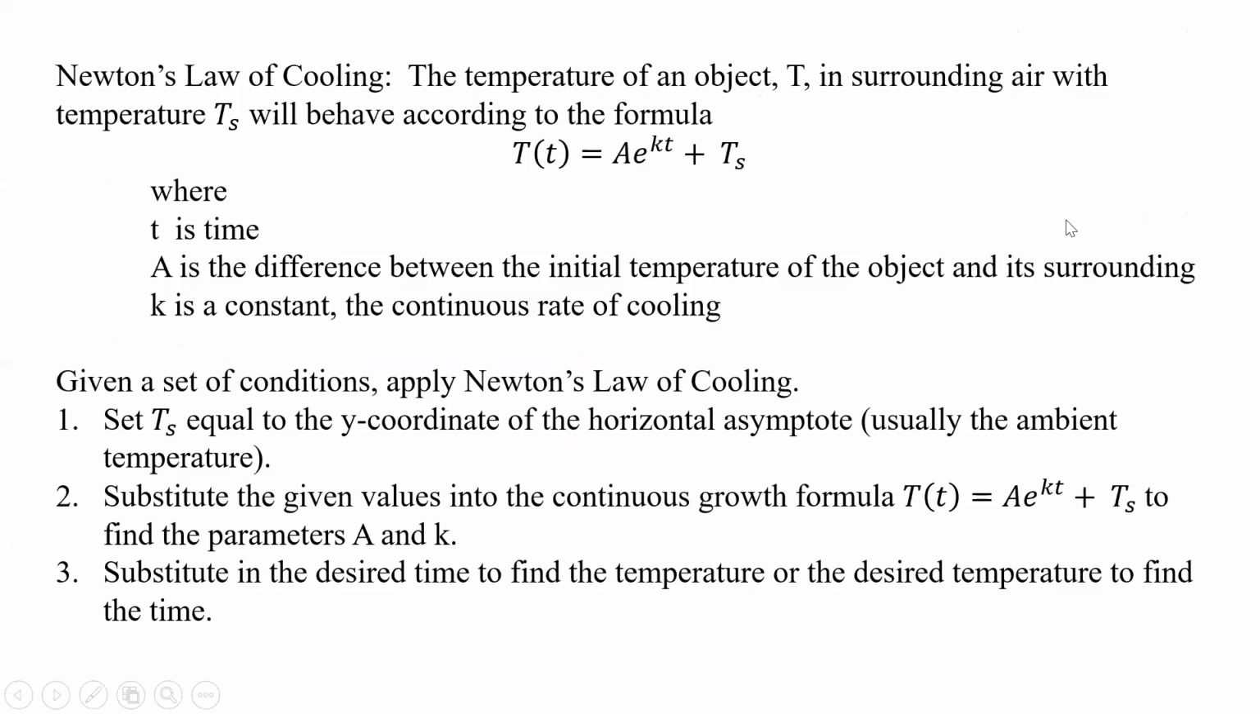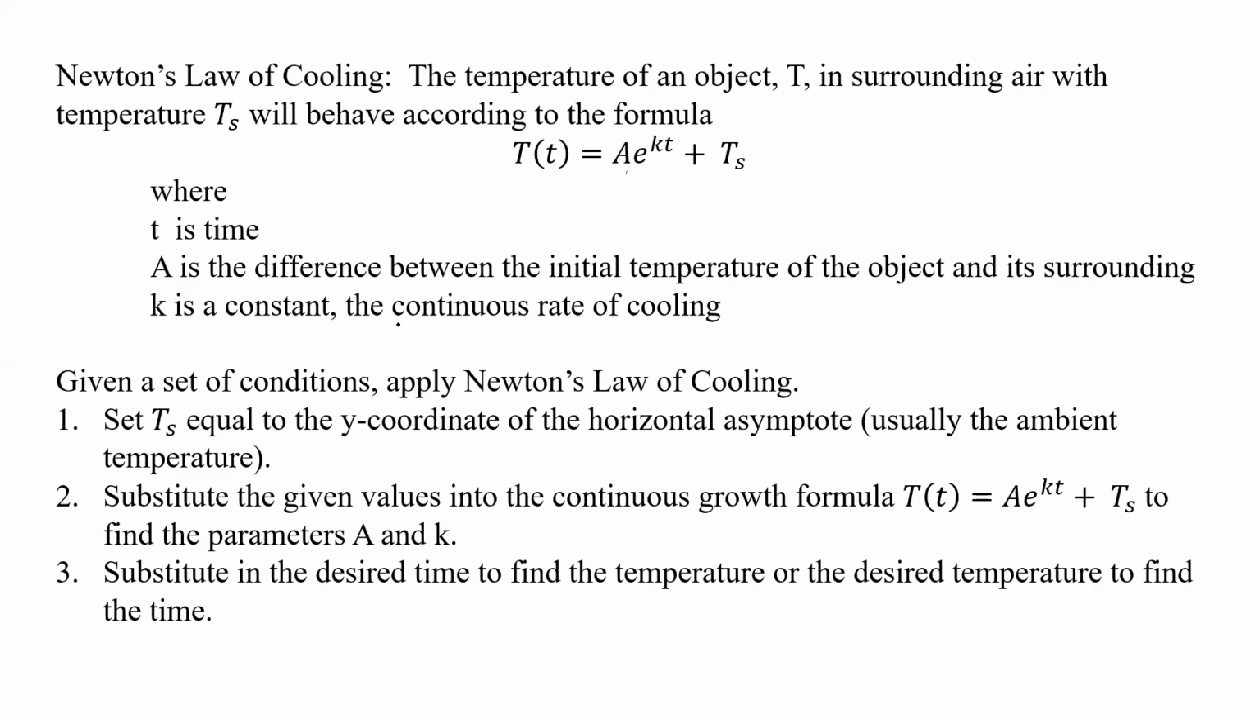All right, then we have another law, and this is Newton's law of cooling. So it says the temperature of an object T, in surrounding air with the temperature S, so that's our surrounding air, will behave according to this formula. So we have A e to the kt plus Ts. And what do we know? Well, little t is time. Our A here is the difference between the initial temperature of the object and its surroundings. And this k up here is the constant. It's the continuous rate of cooling. And so how do we use this?